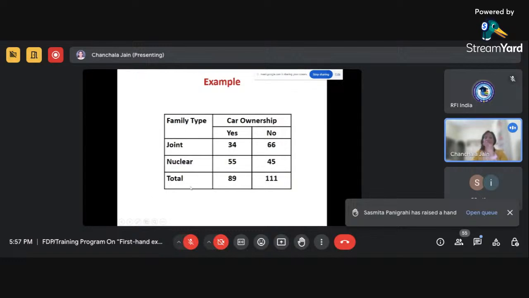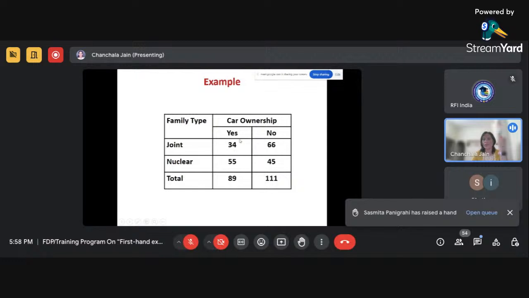I have taken the same example here. Family type is joint family or nuclear family, and car ownership is yes or no. Suppose a person belongs to a joint family and has a car. In that case, the count is 34. Similarly, if you belong to a joint family and do not have a car, there are 66 people. For nuclear family with car ownership yes, there are 55 people. And for no and nuclear combination, there are 45 people.